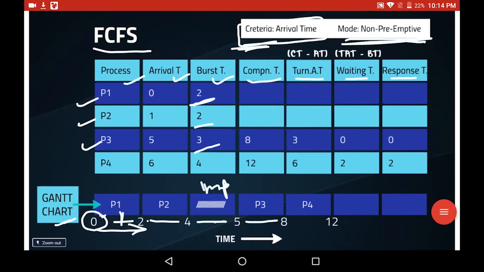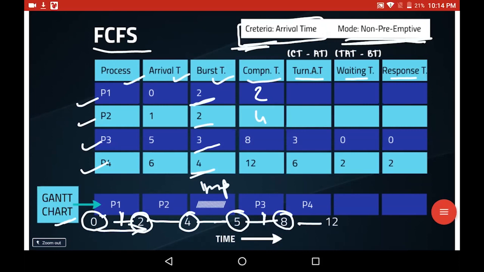P3 is executed. Then we see if any other process arrived. Yes, P4 arrived at 6. Its burst time is 4, so it starts at 8, and 8 plus 4 is equal to 12. So all the processes are completely executed. Now, what is the completion time? The completion time is the time when the process is fully executed. For P1 it's 2, P2 it's 4, P3 it's 8, and P4 it's 12. I have already written it to make it simpler for you.